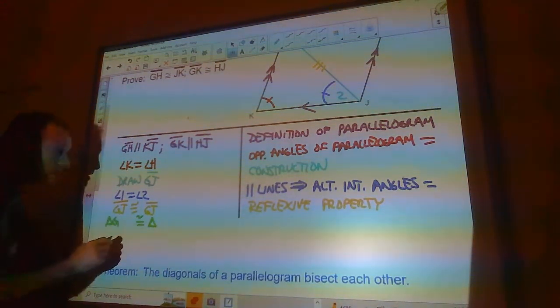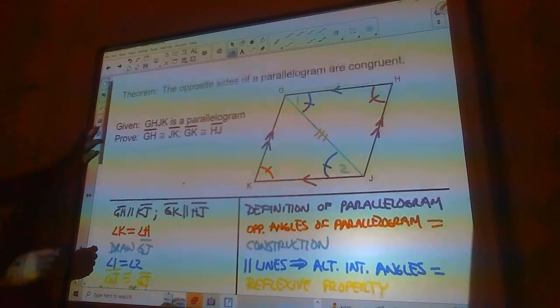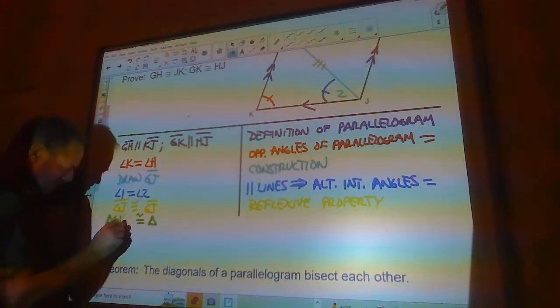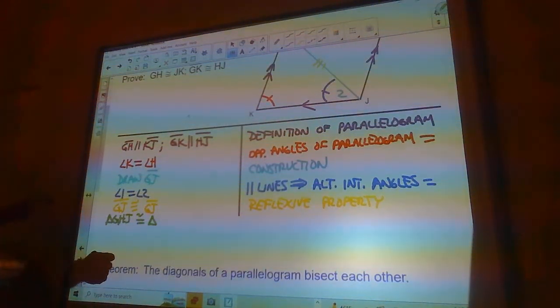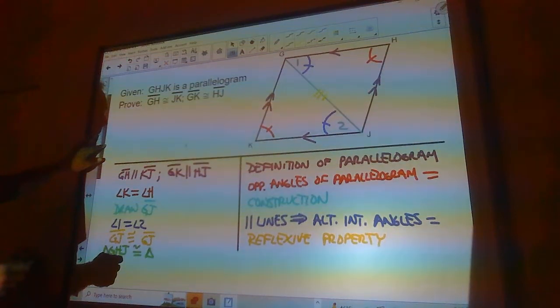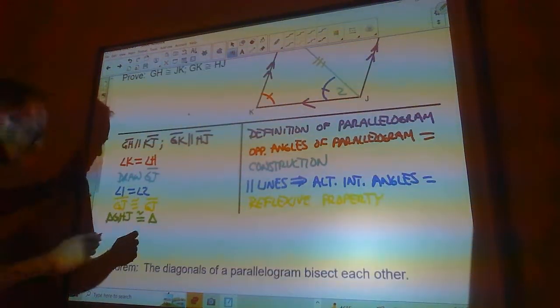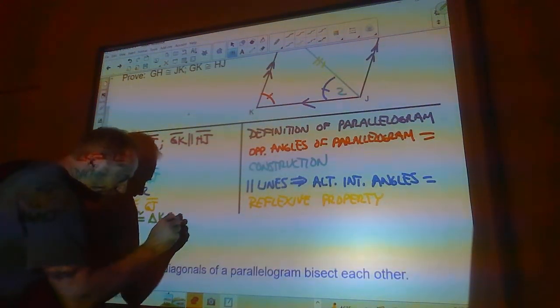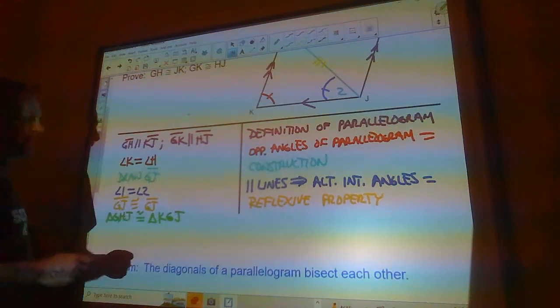Triangle G, what was it? HJ is congruent to triangle KGJ by angle, angle, side.